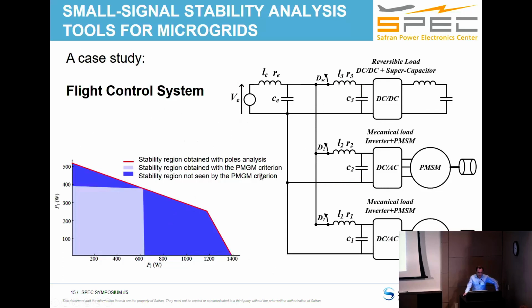A short comparison between eigenvalue analysis and phase margin and gain margin. You can see here that the red line is the domain of stability in terms of P1 and P2. P1 and P2 are the powers absorbed by the first load and the second load. And you can see that the dark blue part cannot be taken into account if you use, for example, the Nyquist plot. That means the Nyquist plot is a little bit more conservative than eigenvalue analysis.